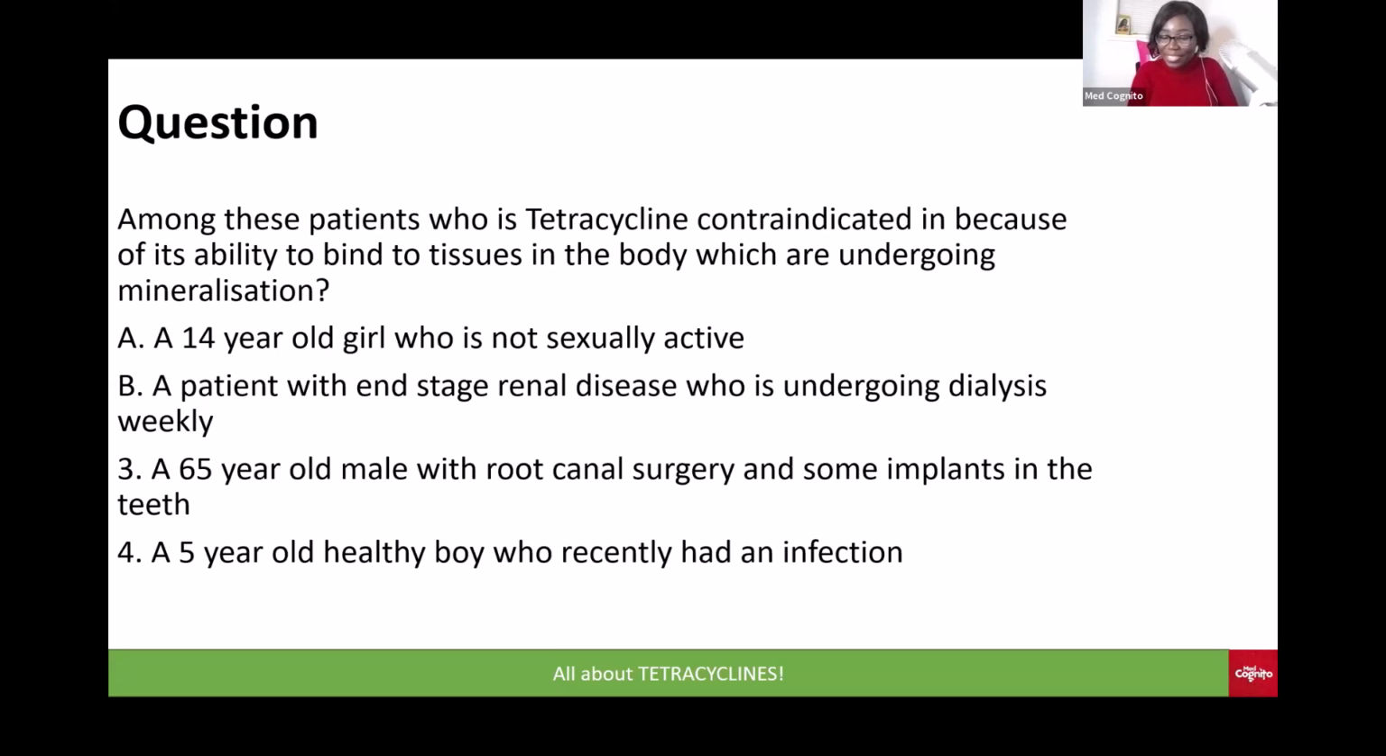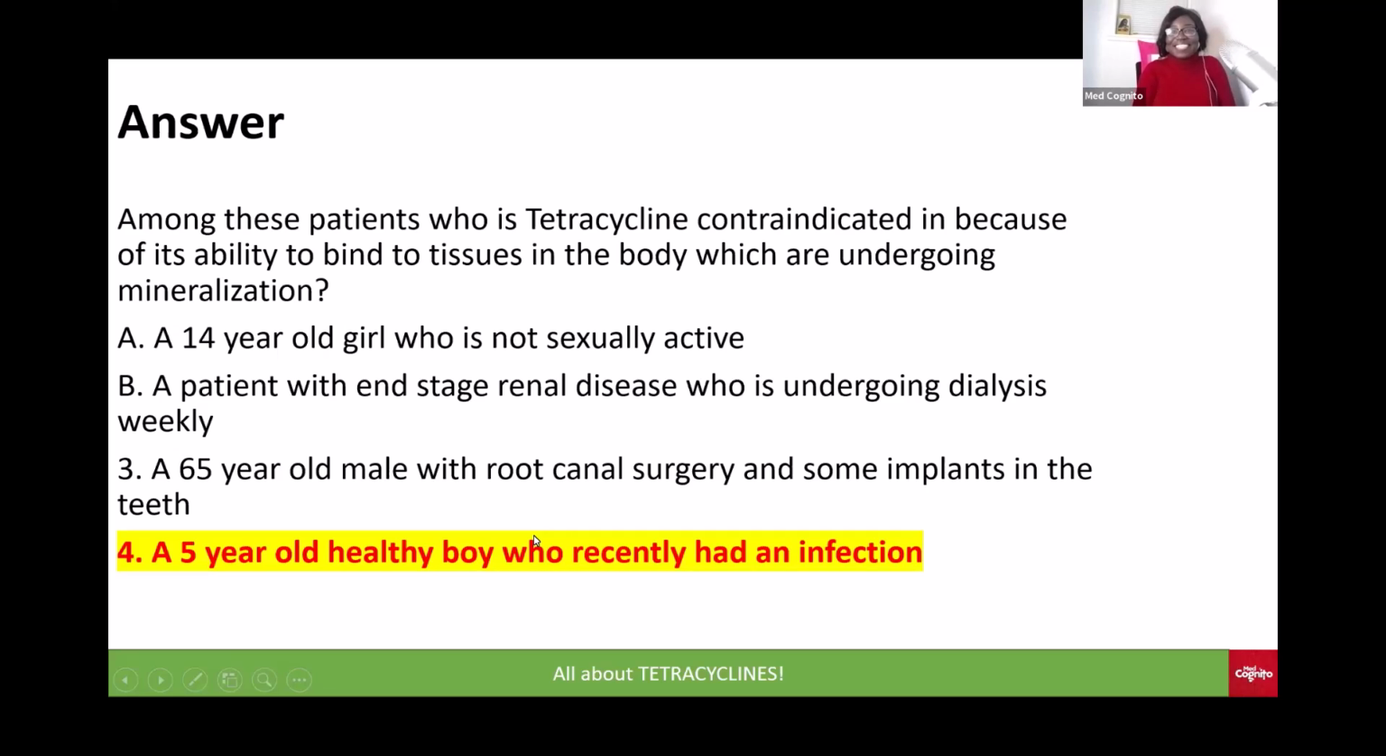Gotten the first D from Randy, B from Velin. So you have to remember the contraindications, the cases in which you would not give tetracycline. Mikhail says C. The answer is D.